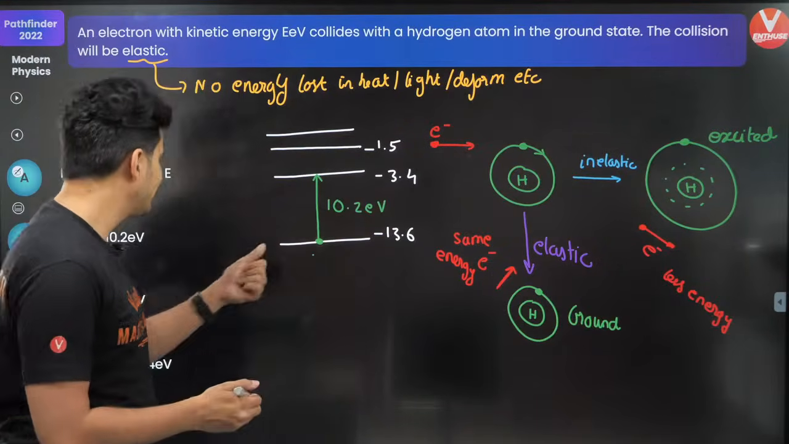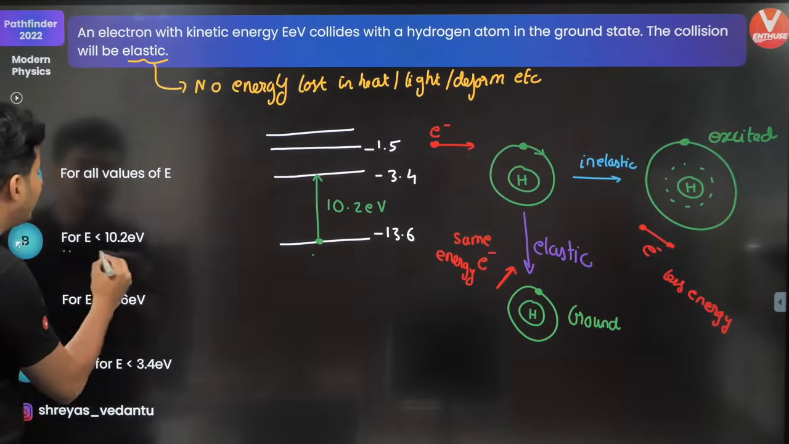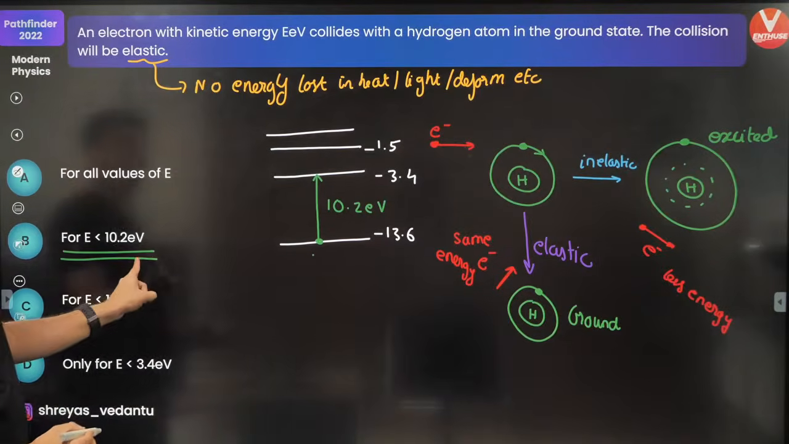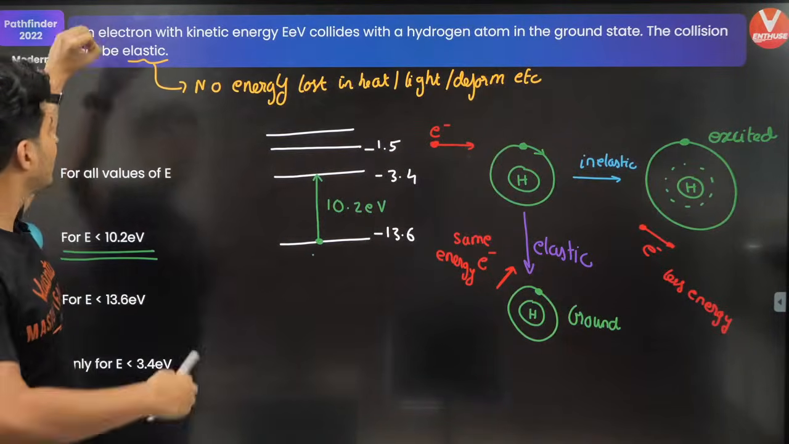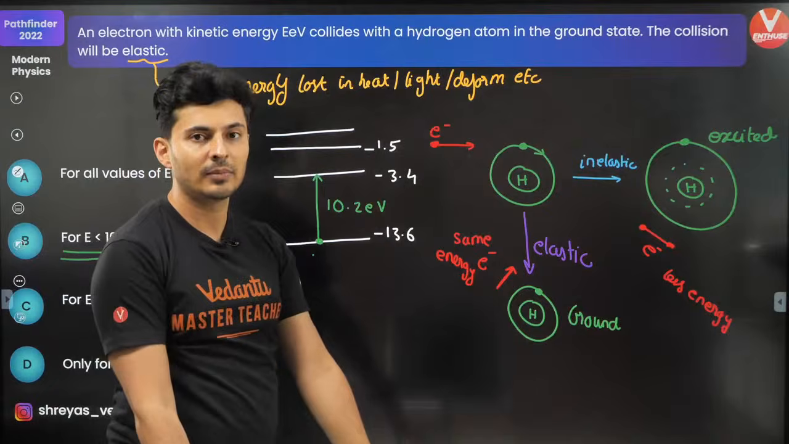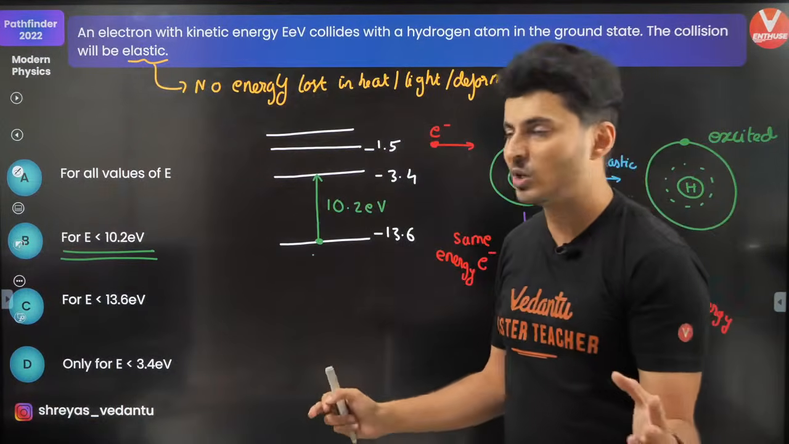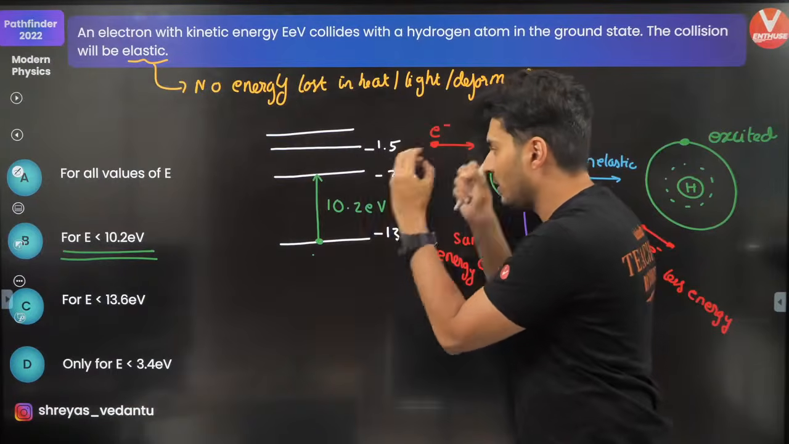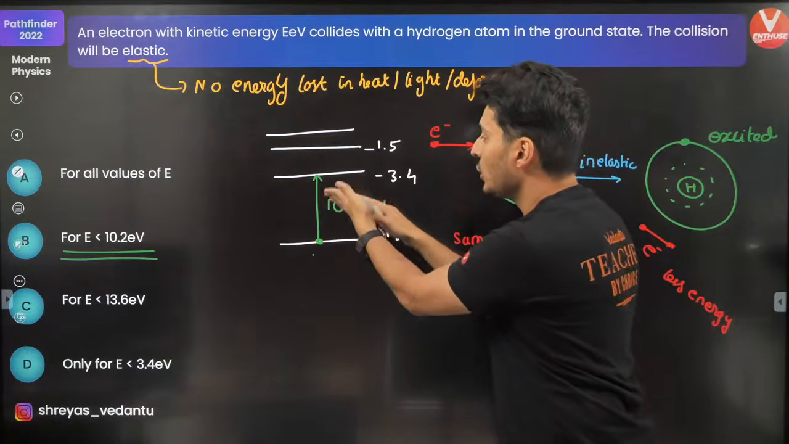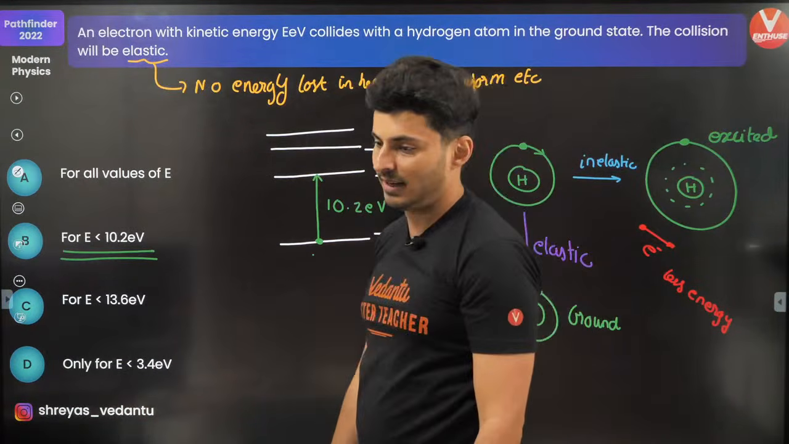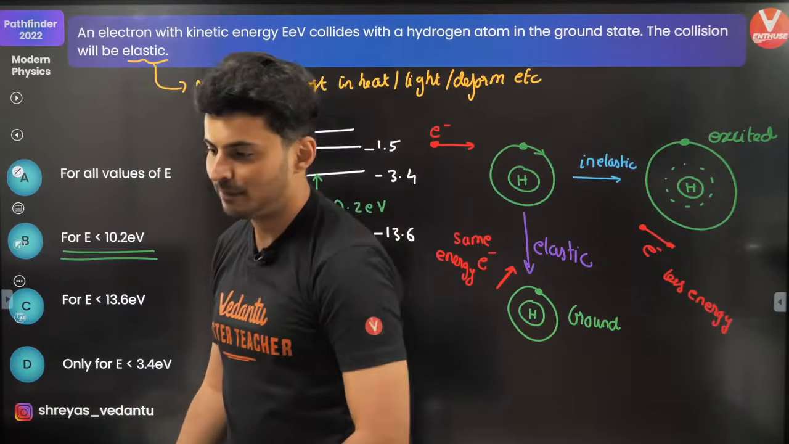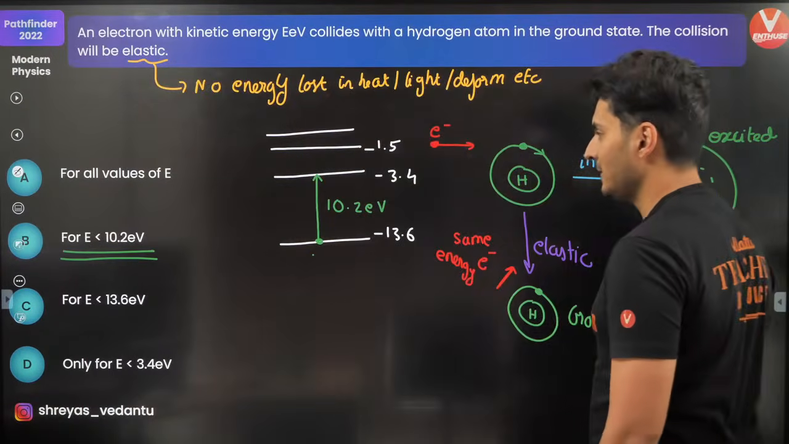Now, does that make sense? So for all the energies less than 10.2 electron volt, the collision will have to be elastic. Does that make sense? Because it will be insufficient. It will lack that energy to push it to the higher state. Yep. I hope this is clear.